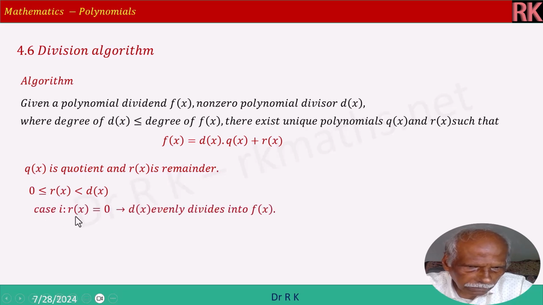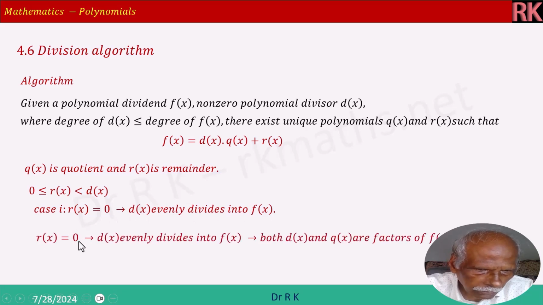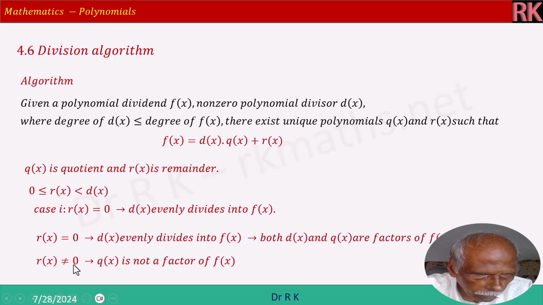Case 1, there will be only one case. We will see that r(x) is equal to 0. That means d(x) evenly divides into f(x). r(x) equal to 0 means d(x) evenly divides into f(x). Both d(x) and q(x) are factors. Otherwise, r(x) not equal to 0 means d(x) is not a factor of f(x). So remainder should be 0 for d(x) to be a factor. If r(x) is not equal to 0, then d(x) is not a factor of f(x).